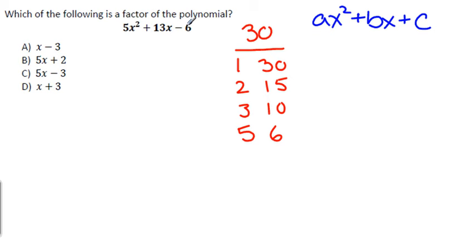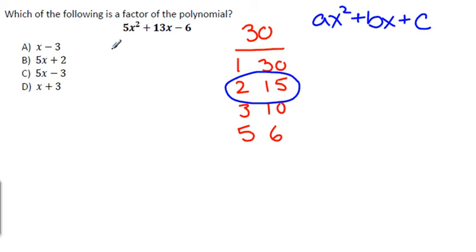And now we look at our C. Since C is a negative, you ask yourself, which one of these factors subtract gives us the 13? So you look at the sign of C. If C is a negative, you subtract to make your B term. If C is a positive, you add to make your B term. In this case, our C is negative, so we're going to subtract to make the B term, which is 13. So which one of these factors subtract gives me 13? Well, you'll see that it's 2 and 15, because 15 minus 2 will give us 13.